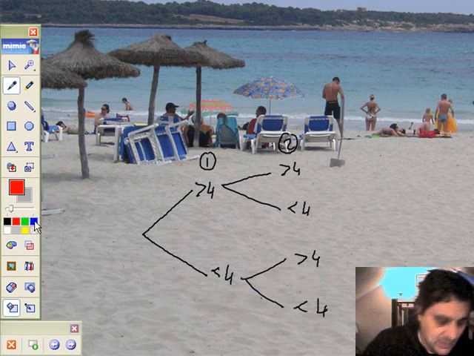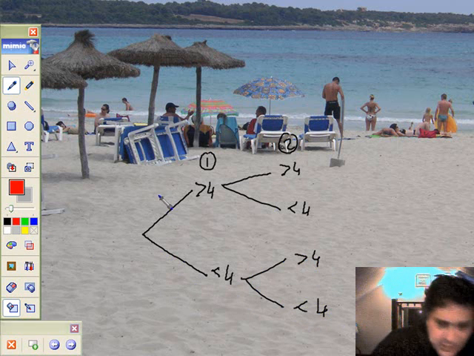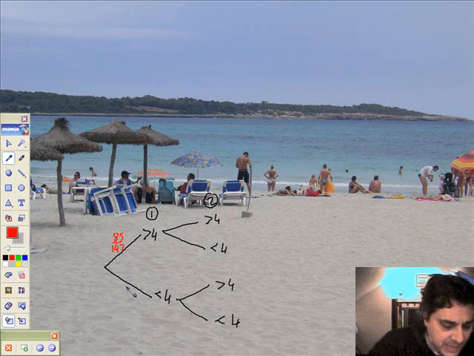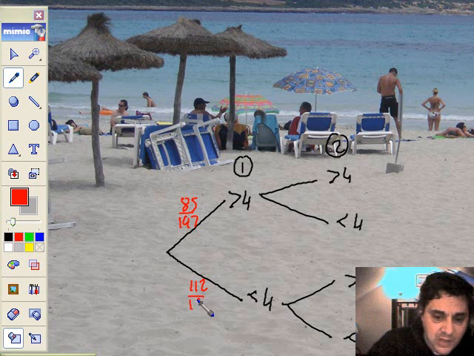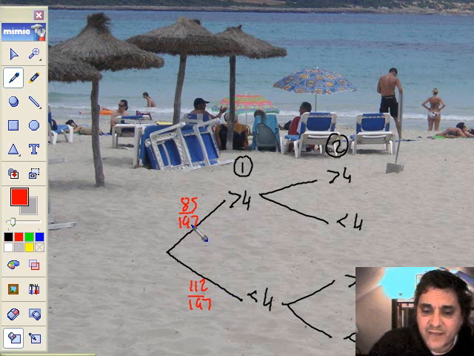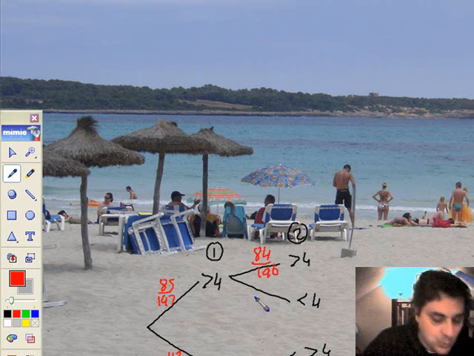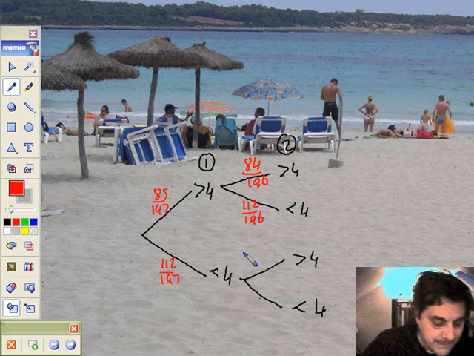Greater than 4 seconds, we know it's 85 over 197 from before. That leaves us with 112 over 197 for those who waited less than 4 seconds. Now, if we have 85 out of 197 waiting more than 4 seconds, to find another customer waiting more than 4 seconds, we have the remaining 84 out of the 196, which leaves me with 112 over 196 on the branch for those who waited less than 4 seconds.